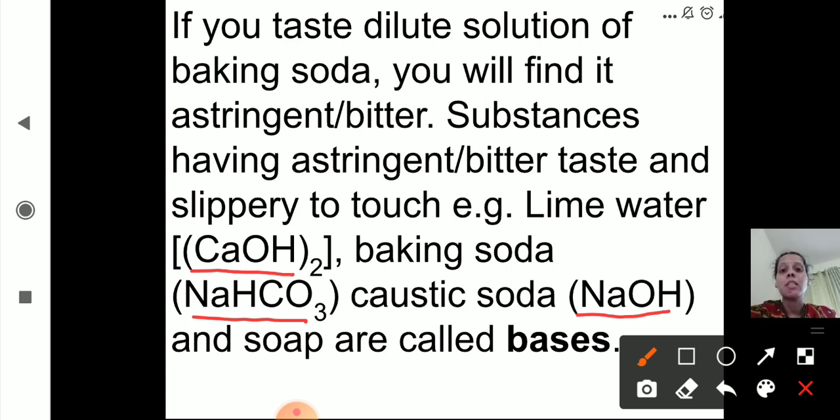So this is about bases. We have seen the examples also. Which are the examples? Lime water, that is CaOH2, calcium hydroxide, baking soda means NaHCO3, sodium bicarbonate, and caustic soda means NaOH, sodium hydroxide, and soap are called bases. So these are the examples of bases, and how they taste. The bases taste bitter or astringent and they are slippery to touch.